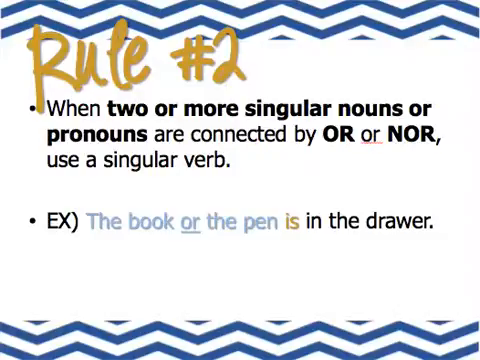Rule number 2, when two or more singular nouns or pronouns are connected by or or nor, you're going to use a singular verb. The book or the pen is in the drawer. So we have the book and the pen, but they're joined by or, so it's talking about one or the other, not both. So you're going to go ahead and use a singular verb with is.